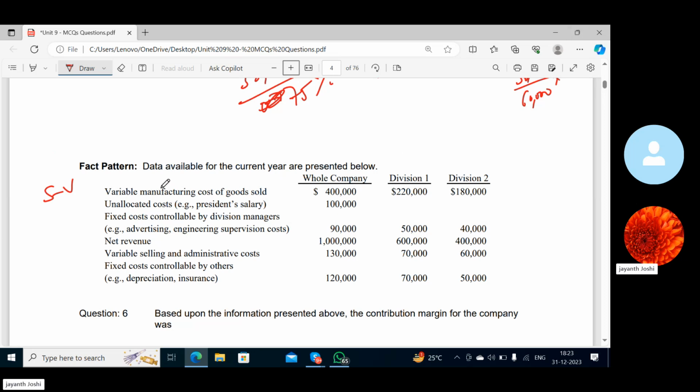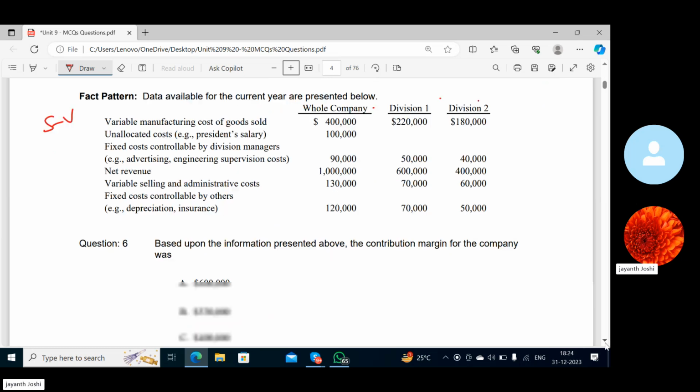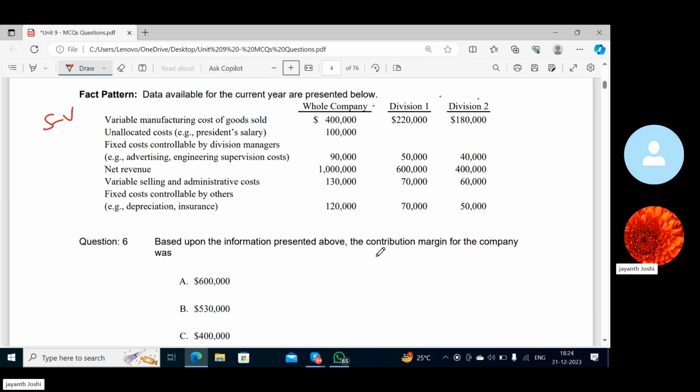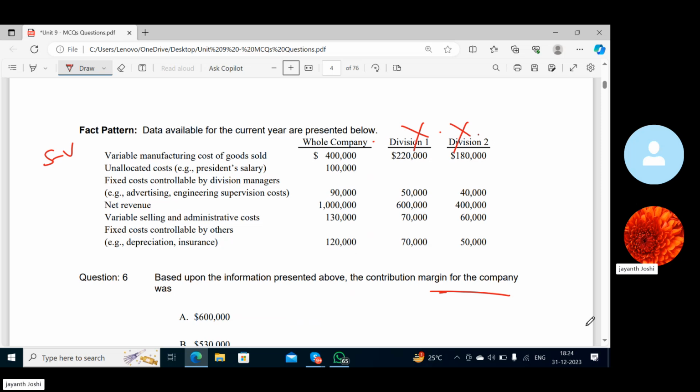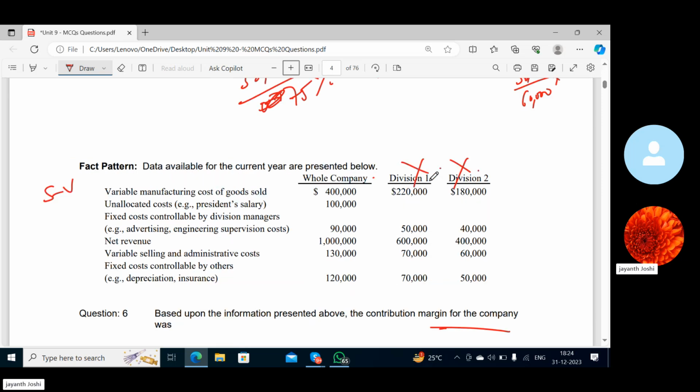So what are they asking? Data available for the current year is presented below: whole company, division 1, division 2. Based upon the information presented, they're asking the contribution margin for the company. So we have to skip the division. The company is nothing but clubbing these two.